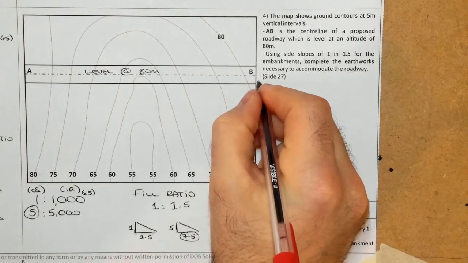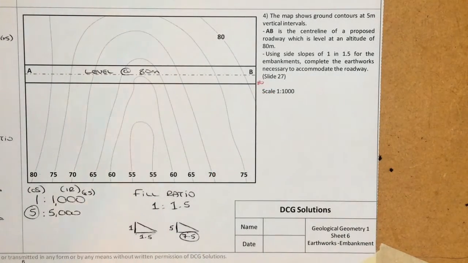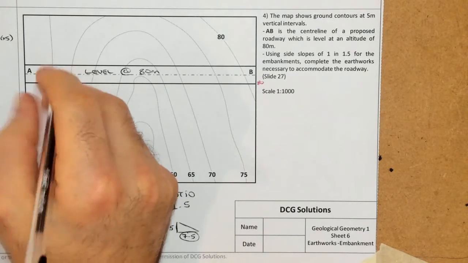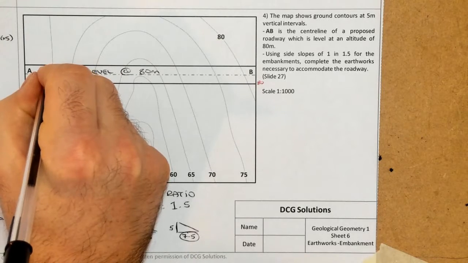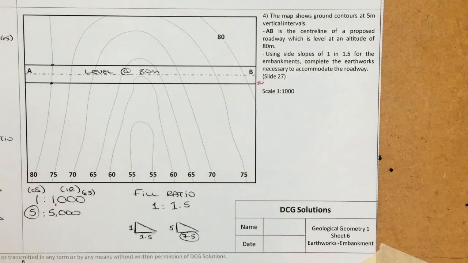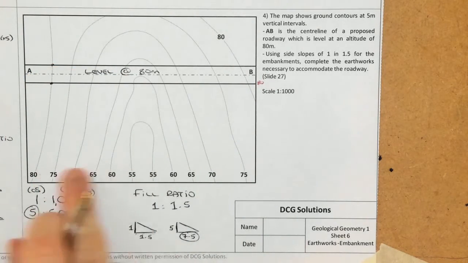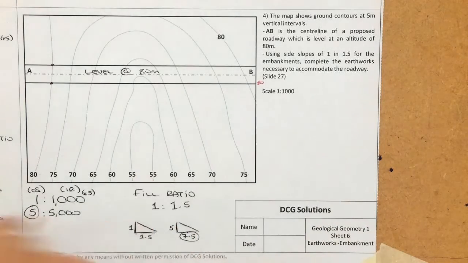So if our road is at 80, first of all we're going to find, are there any parts of the road that are at 80? Yeah, the contours. So I've got an 80 contour here. So that's where the road is the same height as the land. Everywhere else it's actually lower, and the lowest it goes down to is 55.